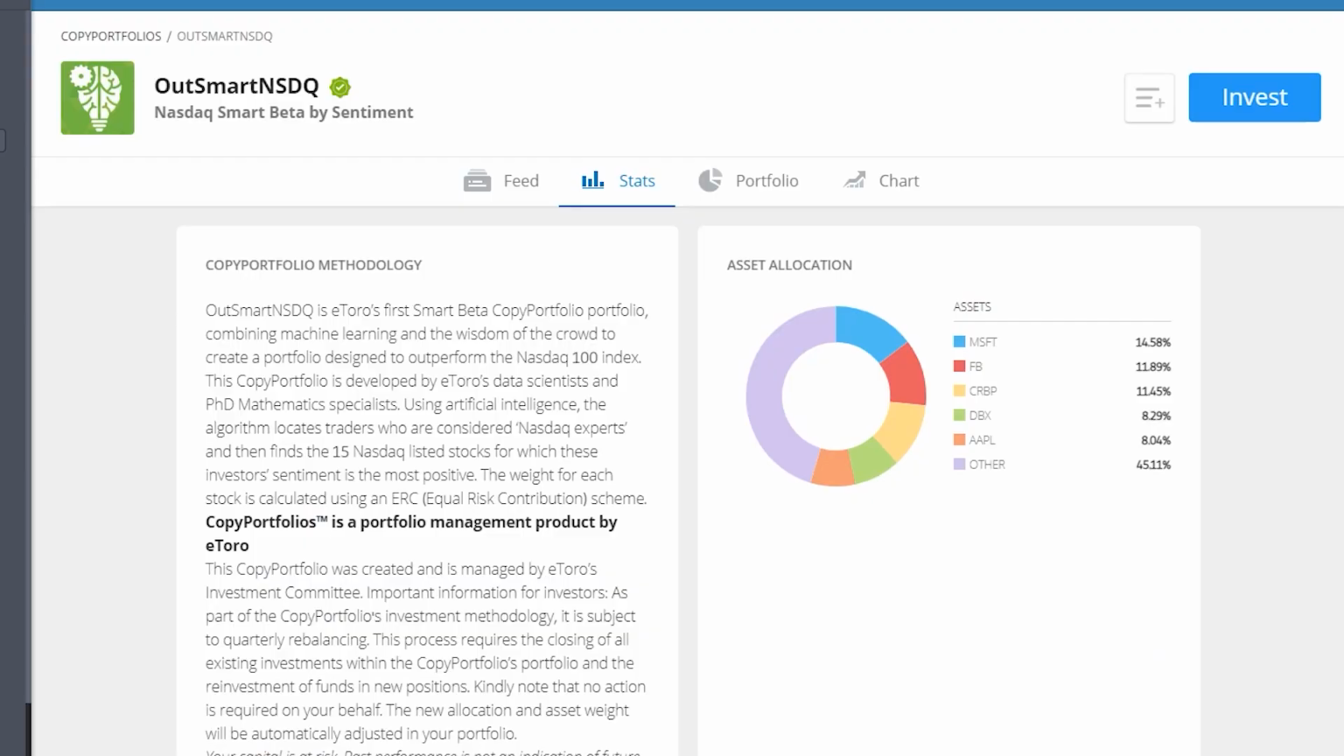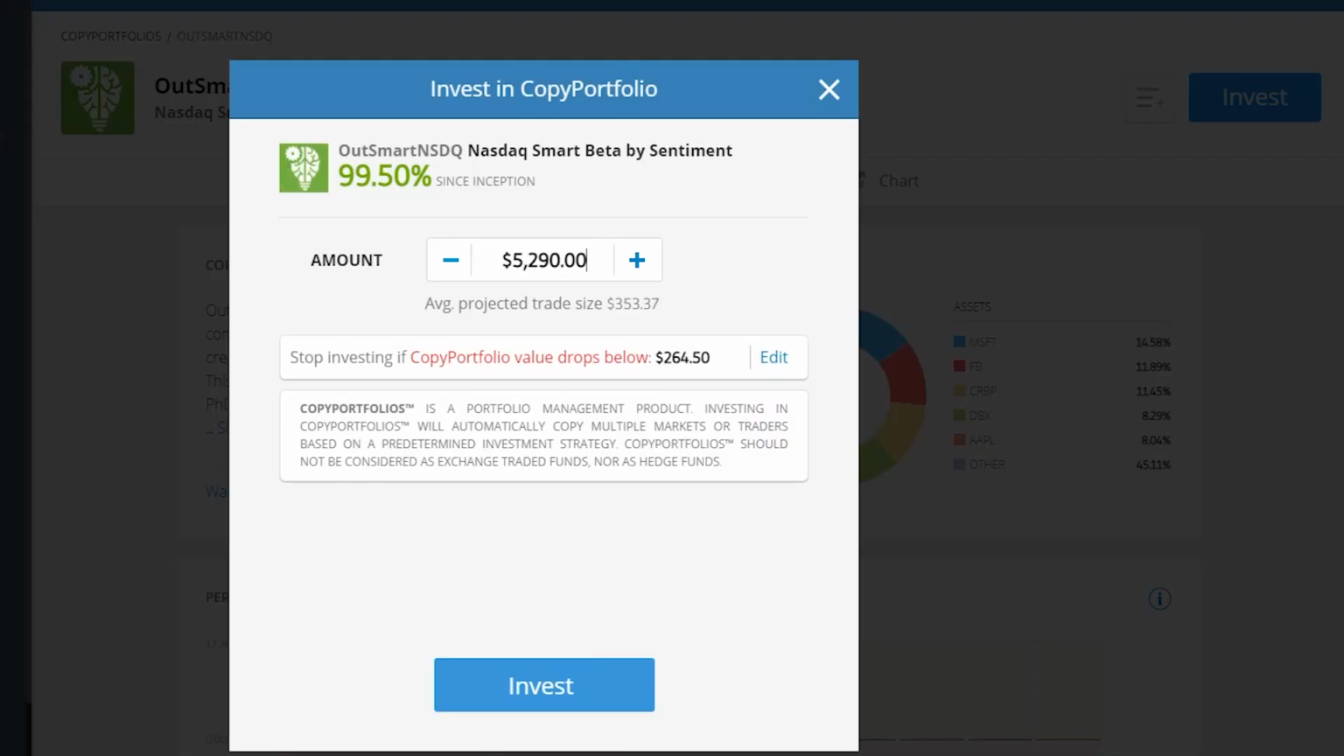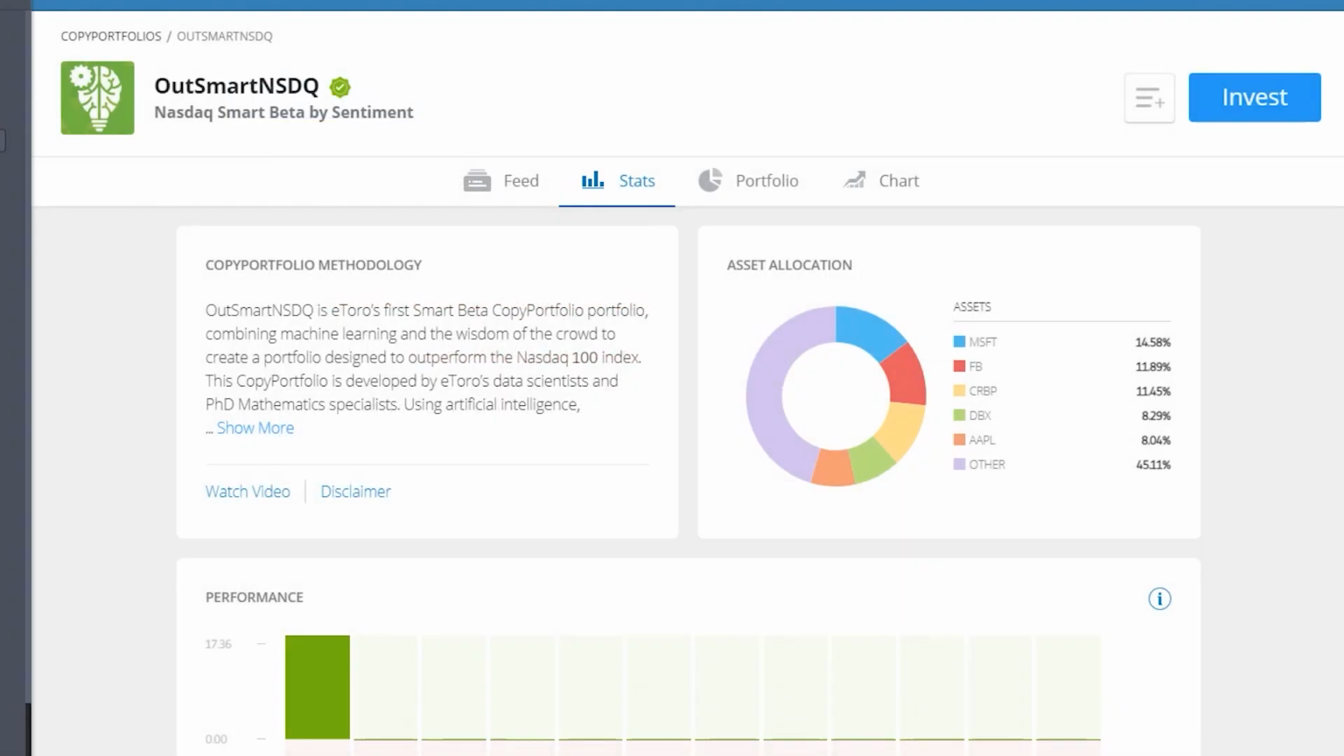This portfolio is developed by eToro's data scientists and PhD mathematics specialists. Using artificial intelligence, the algorithm locates traders who are considered NASDAQ experts and then finds the 15 NASDAQ-listed stocks for which these investors' sentiment is the most positive. That's really interesting. AI and outperforming the NASDAQ. I mean, if I was going to invest in a copy portfolio, as opposed to copy people, this one is looking pretty good. I've only looked through a couple, but so far this one has my attention. But again, it's the affordability, isn't it? 1,000. So that's not too bad.